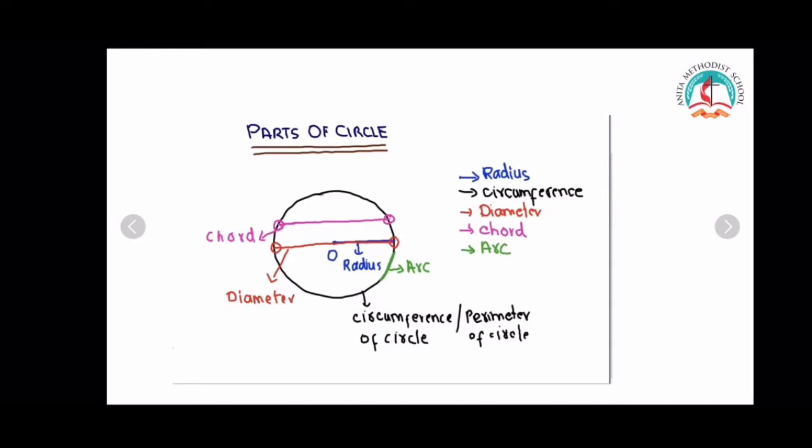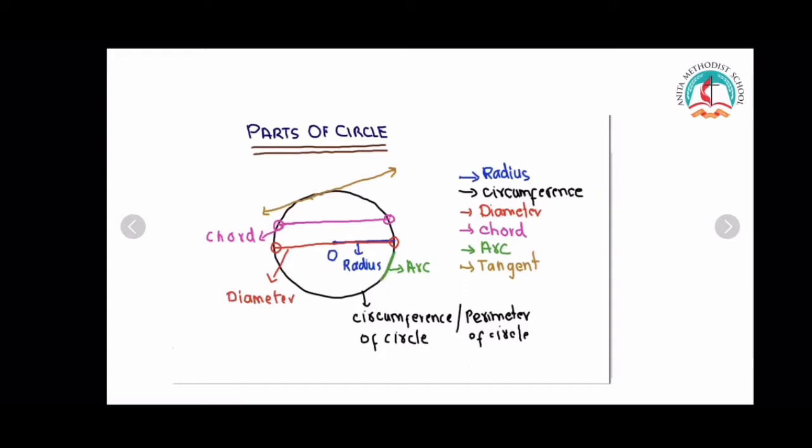Then we have the part of the circle that is the tangent of the circle. Now what is tangent? If I draw a line like this, then this line is called the tangent of the circle. So keep this in mind, tangent is defined as a straight line which touches the circle at only one point. So at one single point it will touch the circle. So this is basically the definition of the tangent of the circle.